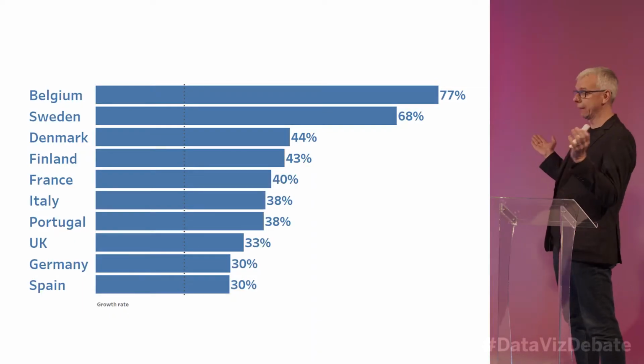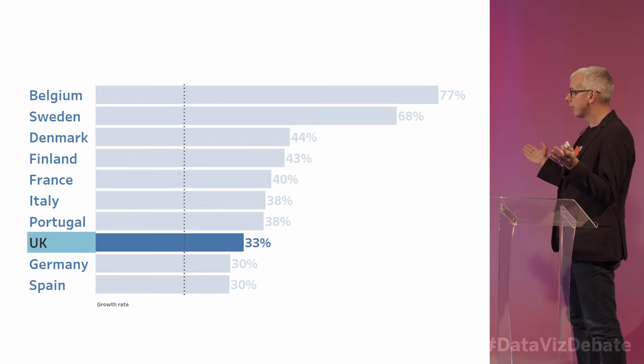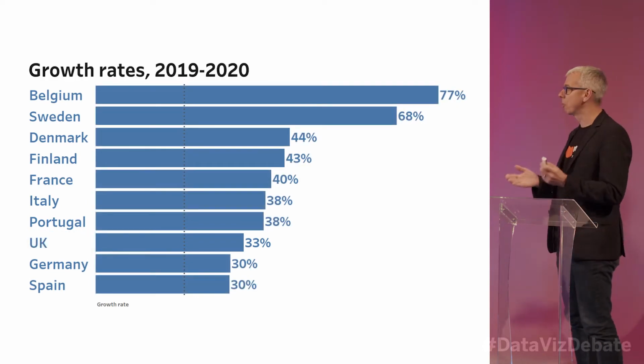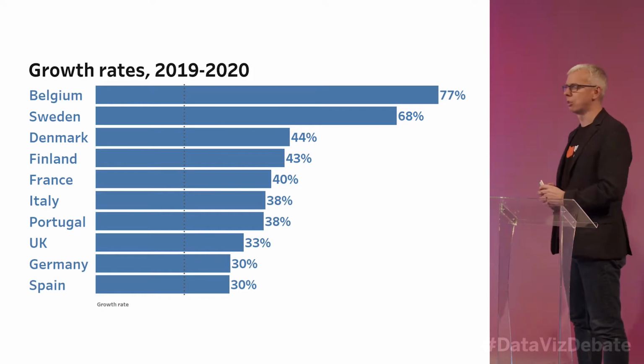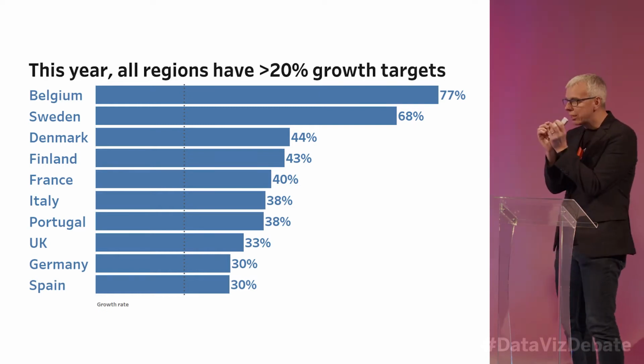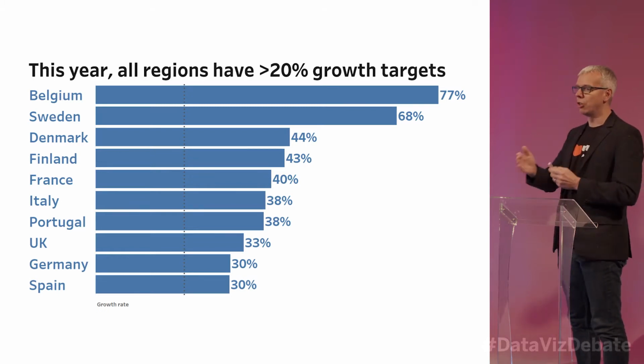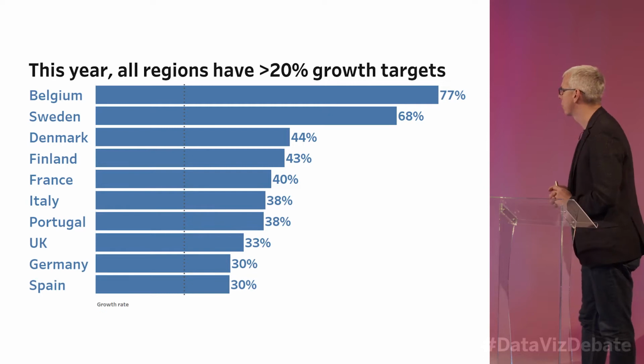Secondly, let's have a quick demo, right? Here's a chart. What does it show? No idea. I could use colour to highlight something, but it still doesn't mean anything. You have to add a title. We can start with something extremely basic. Growth rates 2019 to 2020. Great. Or we can take the opportunity in that little tiny sentence to tell a story. This year, all regions have over 20% growth targets.